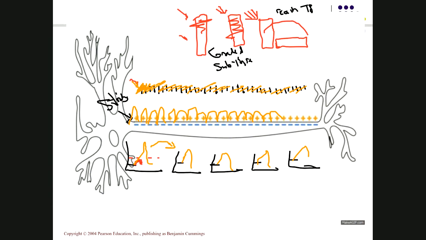And remember, they're all the same size. This one's plus 30. This very last one is also plus 30. Every one of them, plus 30.